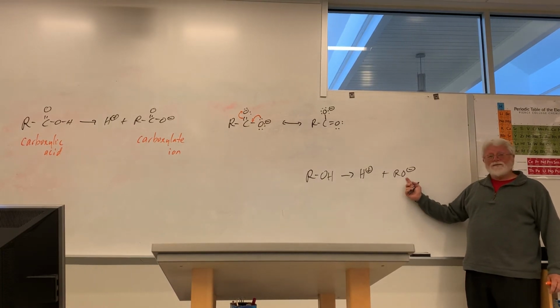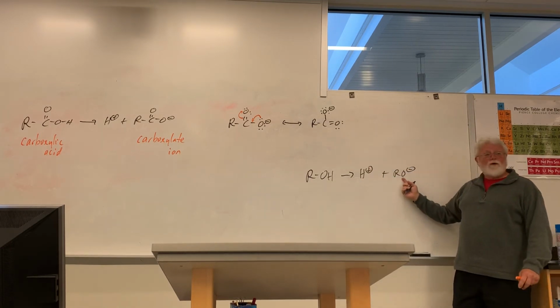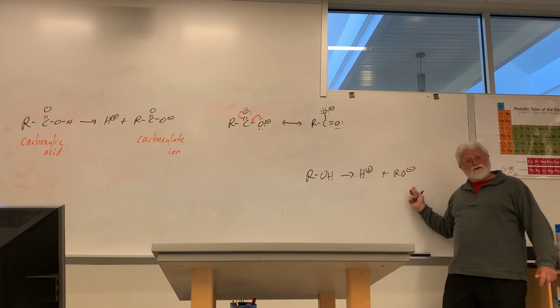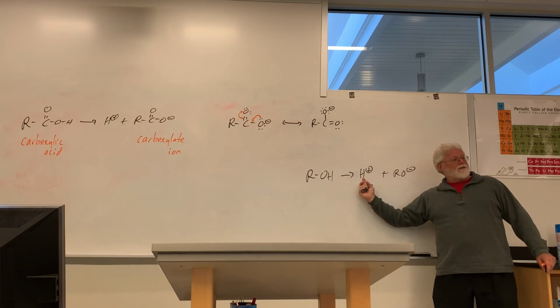So this ion is substantially less stable than this ion. Therefore, it's less likely to form, which means this is less likely to do this reaction, which is to say this is less likely to be acidic.